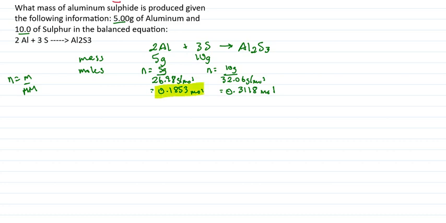We have that many moles of aluminum and that many moles of sulfur. Now, one of them is going to run out before the other. And it's not possible to just compare them at face value one to the other because it's in a 2 to 3 ratio. So we have to do a little bit of math.